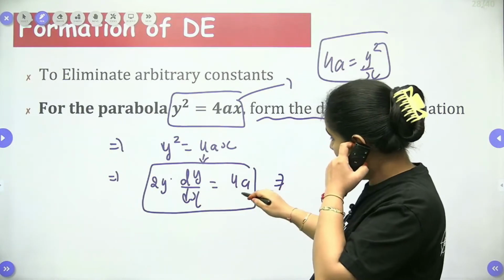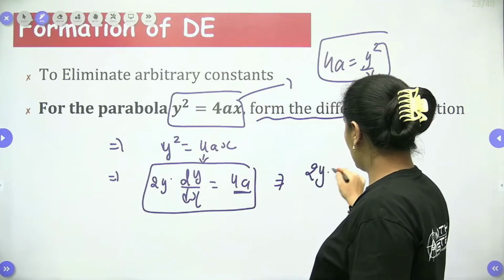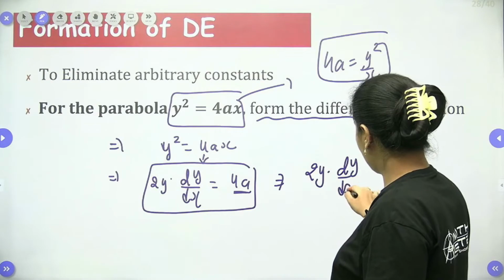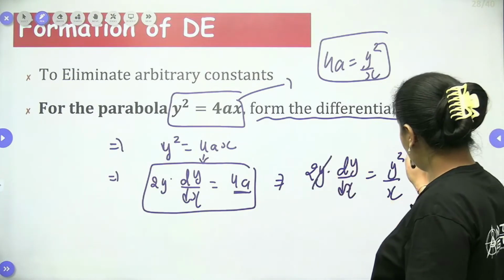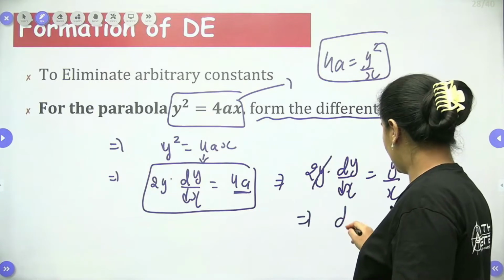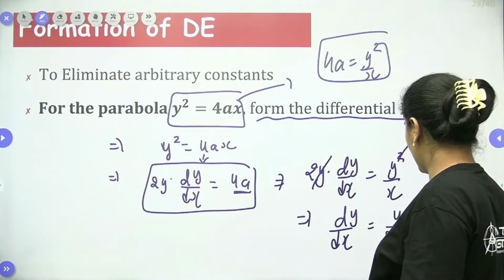Now at the place of 4a we can put y square by x. So it will be 2y into dy by dx is equal to y square by x. From y to y you can cancel out. It will become dy by dx is equal to y by 2x.